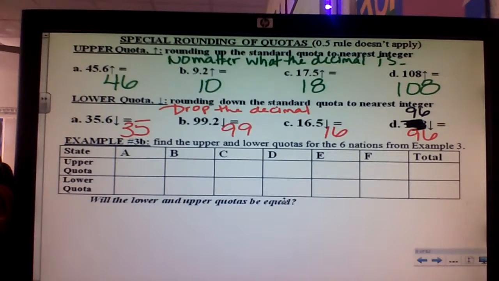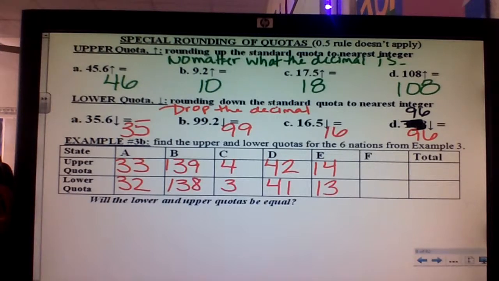They want us to find the upper quota and the lower quota for the standard quotas that we just found. So state A had a standard quota of 32.92: upper 33, lower 32. Then 138.72: upper 139, lower 138. Then 3.08: upper 4, lower 3. Then 41.82: upper 42, lower 41. Then 13.7: upper 14, lower 13. Then 19.67: upper 20, lower 19.